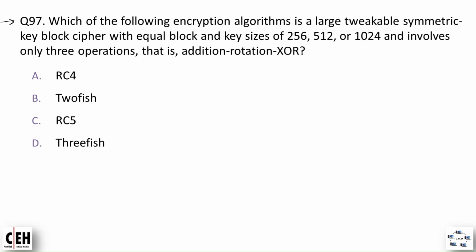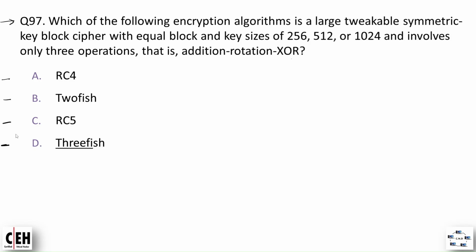Question number 97. Which of the following encryption algorithms is a large tweakable symmetric key block cipher with equal block and key sizes of 256, 512 or 1024 bits and involves only three operations, that is addition, rotation, XOR? Option A, RC4. Option B, Twofish. Option C, RC5. And option D, Threefish.